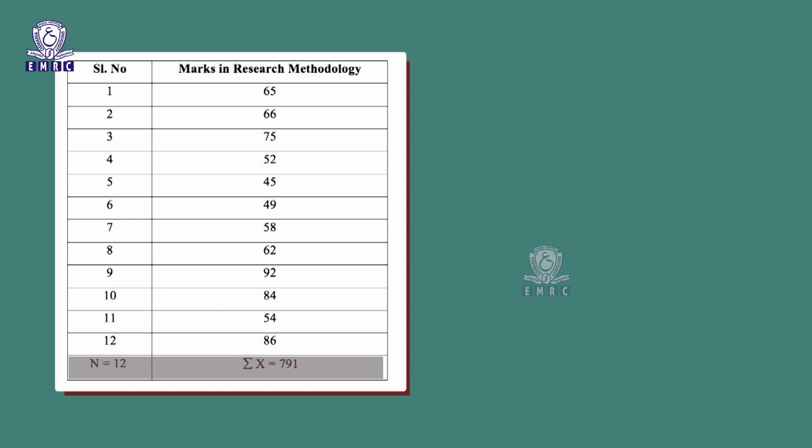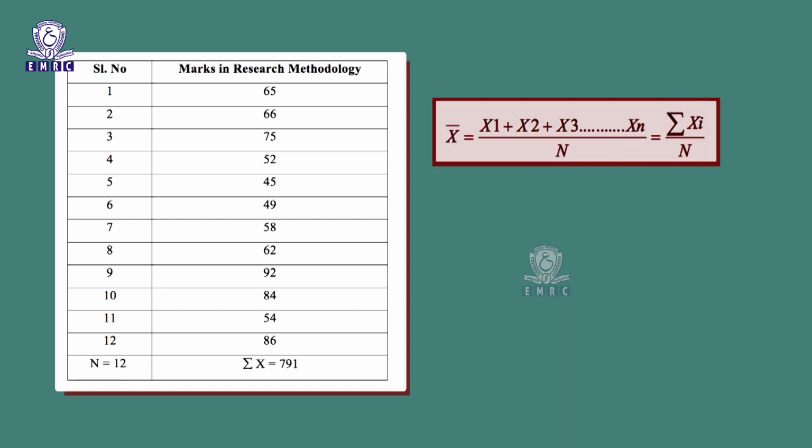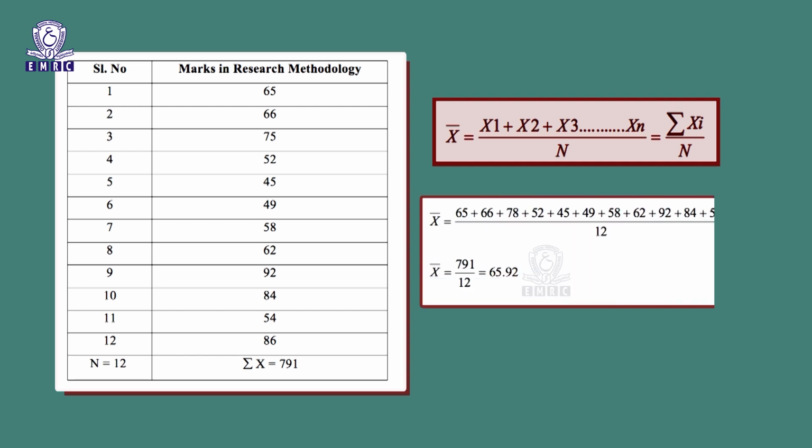Now, let us apply this in the formula. The arithmetic mean formula is x bar is equal to x1 plus x2 plus x3 up to xn, divided by n, that is nothing but the number of items. So, x bar is equal to 791 divided by 12, which is equal to 65.92. The average marks secured by 12 students in research methodology is 65.92 marks.